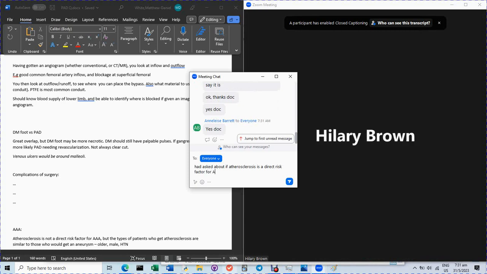Okay, all right, I see what you're saying. The question he asked about is if atherosclerosis is a direct risk factor for the development of an abdominal aortic aneurysm. That was the question. And basically I said I think of them as two distinct entities, but with overlapping patient populations. That was my answer. I hope I've clarified.